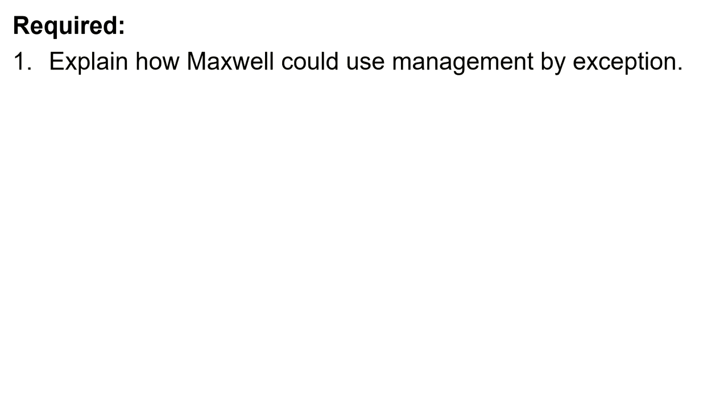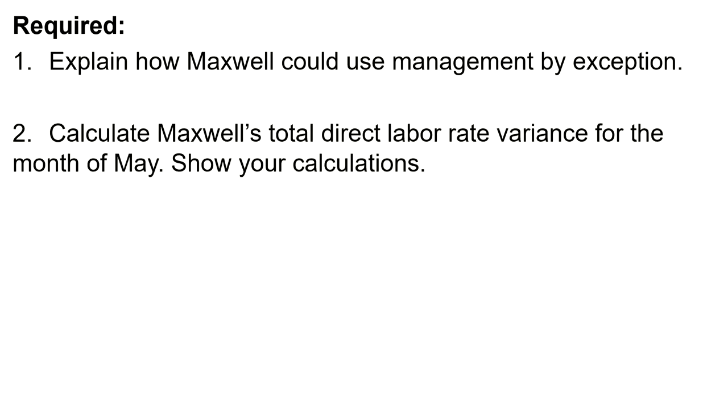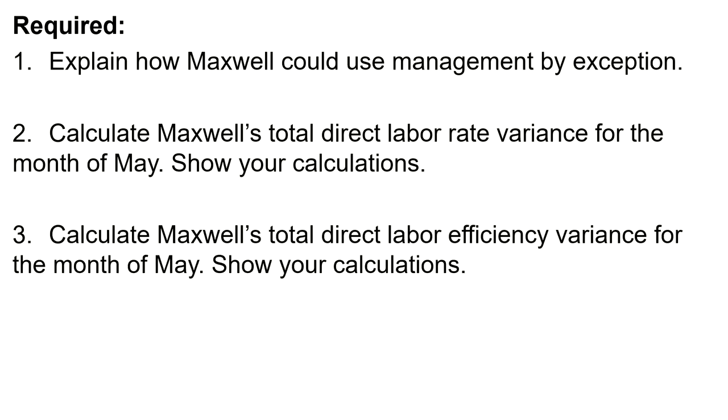So that's our information. We have 5 requirements in this question. First, explain how Maxwell could use management by exception. Second, calculate Maxwell's total direct labor rate variance for the month of May and show your calculations. Third, calculate Maxwell's total direct labor efficiency variance for the month of May. Show your calculations. So there we have the total labor rate and the total labor efficiency variances for those 2 classifications of labor that we had.